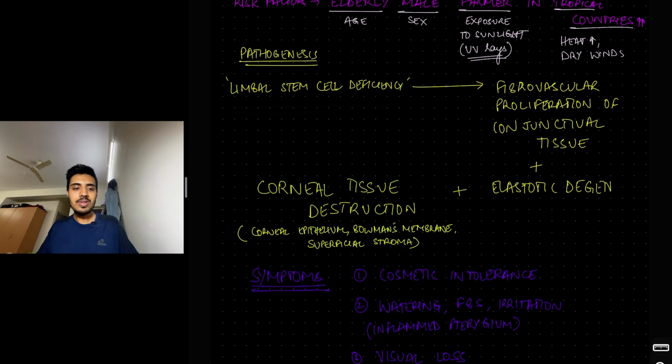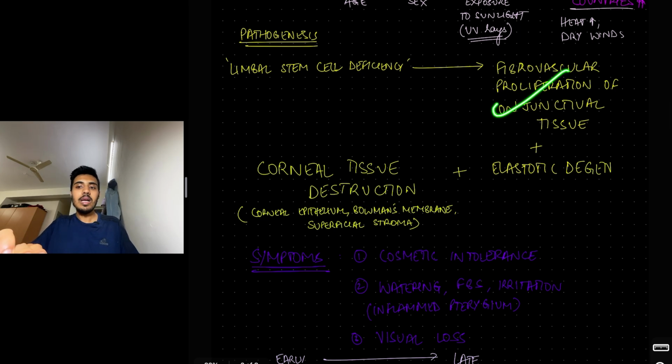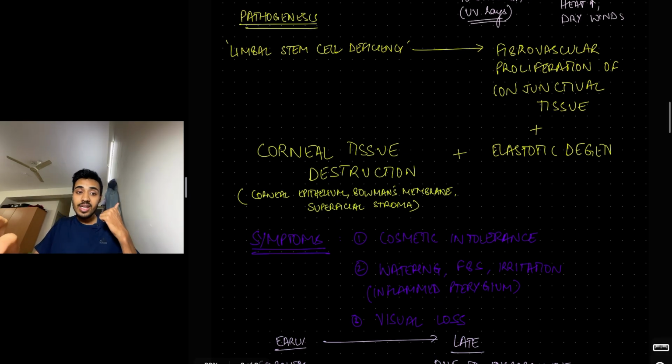This limbal stem cell deficiency, it causes three things. It causes the fibrovascular proliferation of conjunctival tissue. As I said, it is fibrovascular and it is conjunctival. You can tell conjunctival tissue or you can tell subconjunctival tissue, little interchangeable. And proliferation, of course, it's not always present. It's like growing over the cornea, right? So proliferation. And as I said, it is degenerative fold of subconjunctival conjunctival tissue.